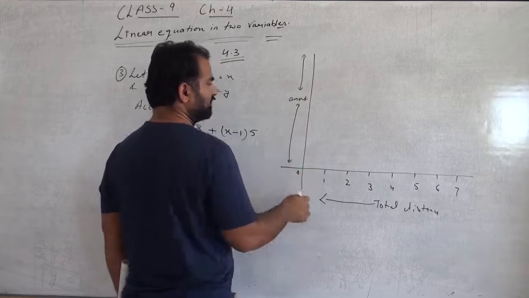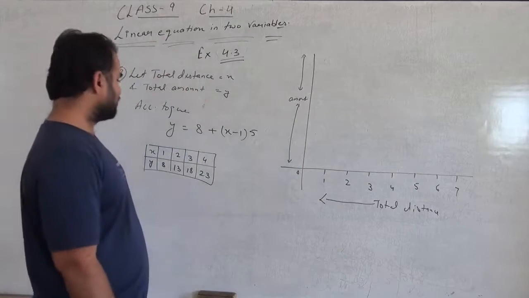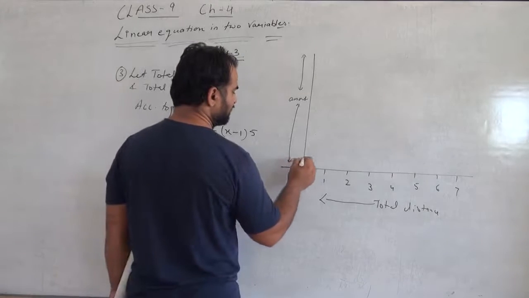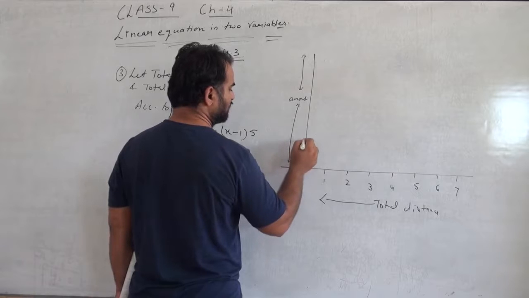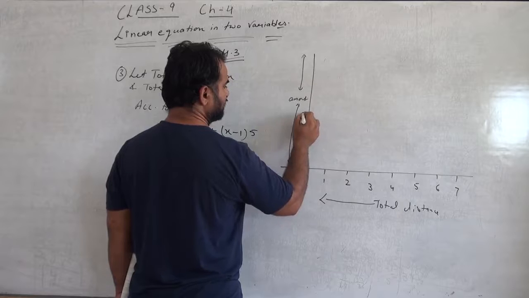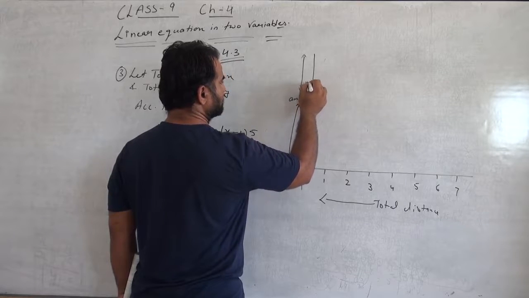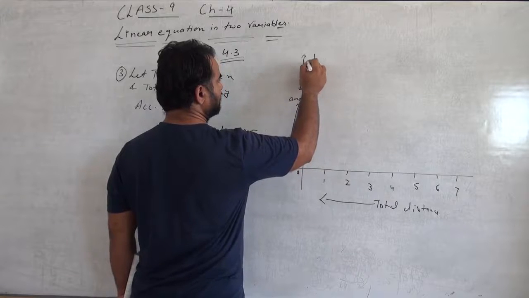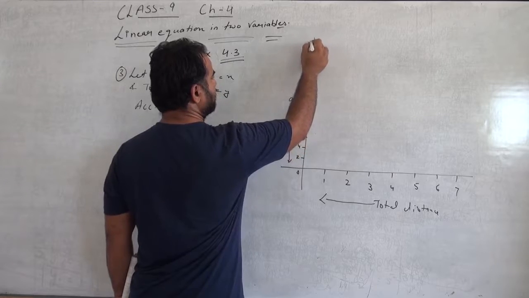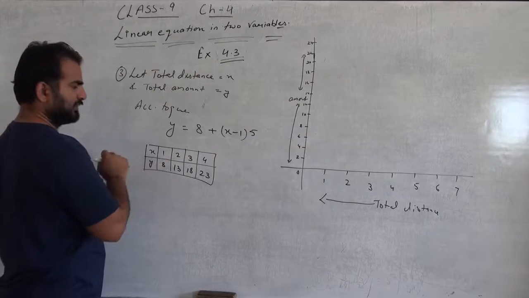Okay, so what we have to do? We have to go up to 23. We will take 1 centimeter equals 2 rupees. So it will be 2, 4, 6, 8, 10, 12, 14, 16, 18, 20, 22, 24. Okay. So if x equals 1, then y will be 8.